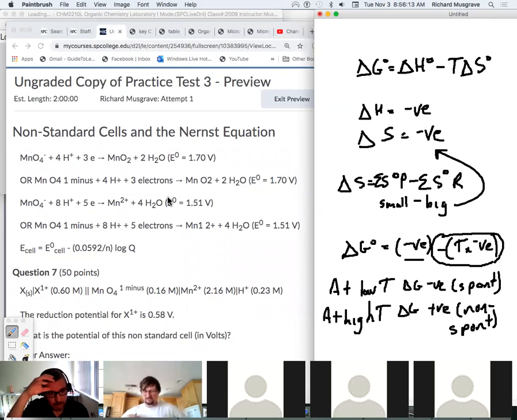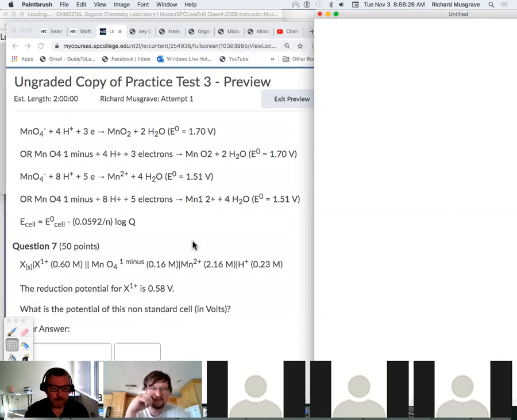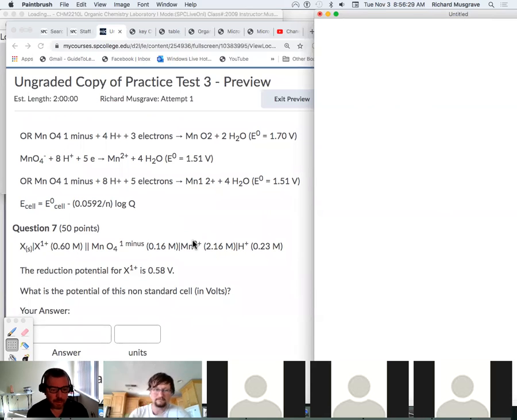All right, let's take a look at the non-standard cells in the Nernst equation. I think we might call it a day after this. Again, I do have a video that goes through this. I say in the question the reduction potential for X1 plus is 0.58 volts. Now, what that means to you is that X plus 1 electron gives X, and that voltage is 0.58 volts.